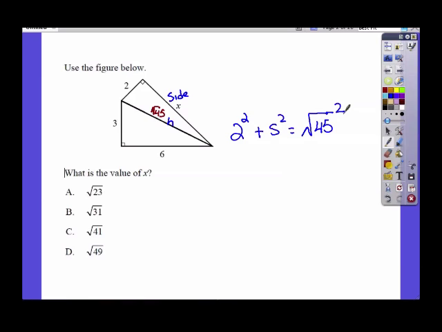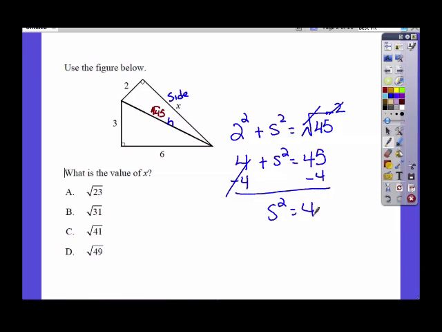Now, we're going to work the numbers out. So 2 squared is 4. The square root of 45 squared is just 45, because the radical sign and the square cancel each other out. We're going to take 4 from each side now, and that gives us x squared is equal to 41. And like we did before, the opposite of the square of a number would be to take the square root of it. So x is equal to the square root of 41. That means the length of side x is going to be the square root of 41. In this case, the answer is letter C.